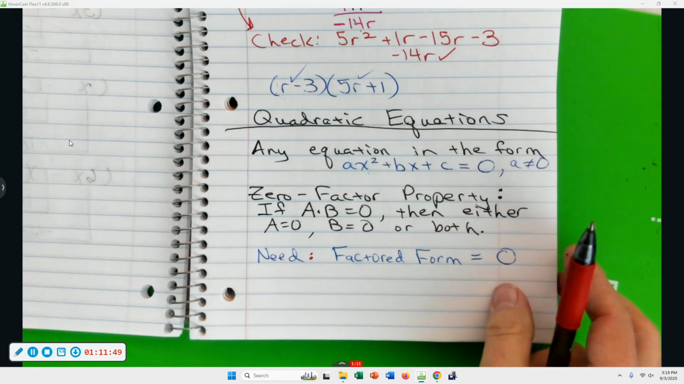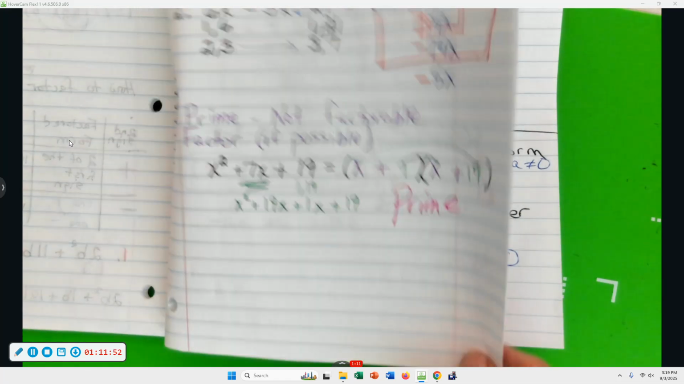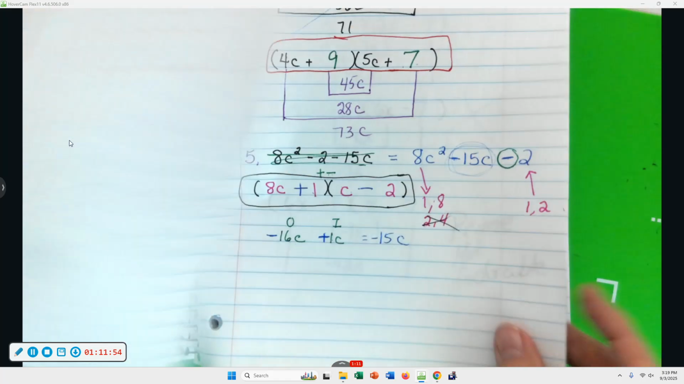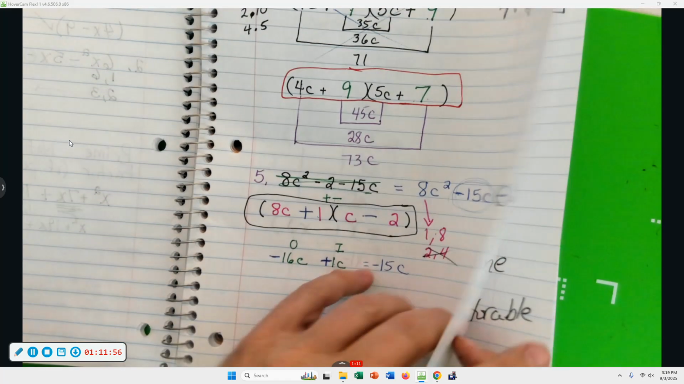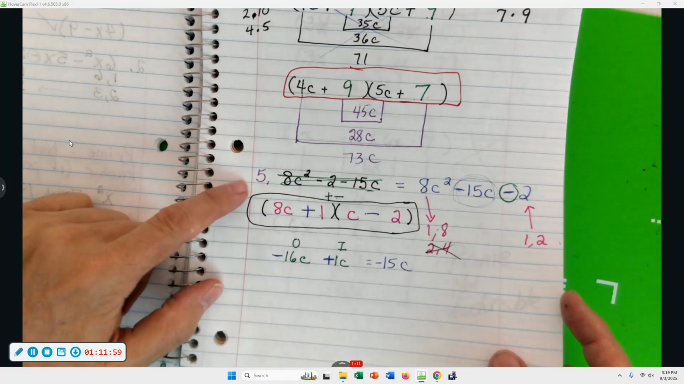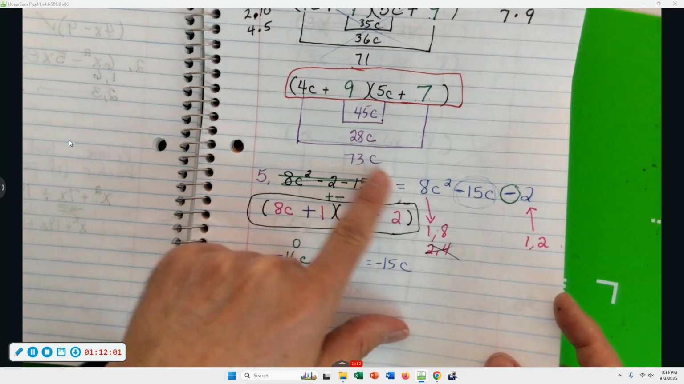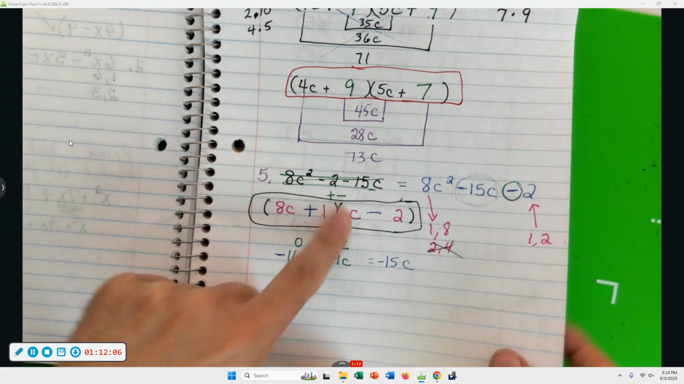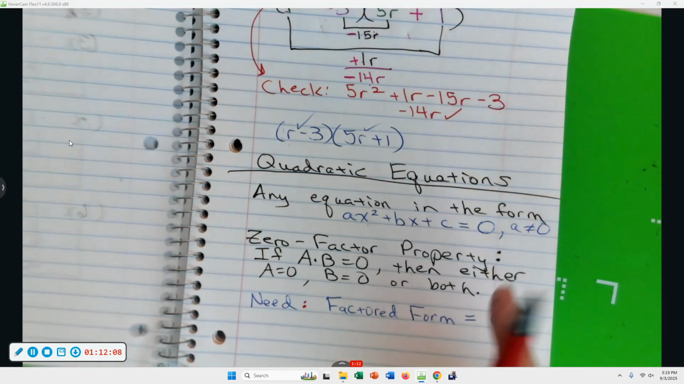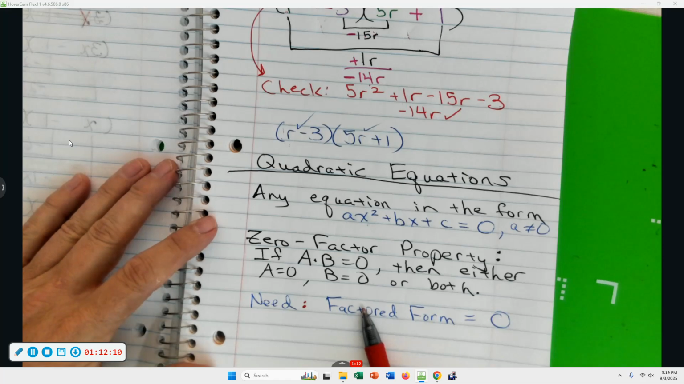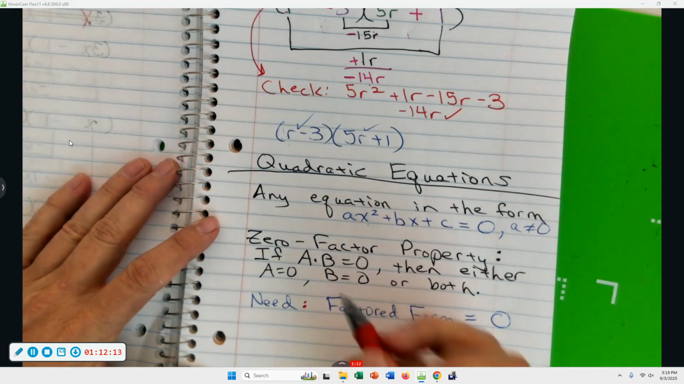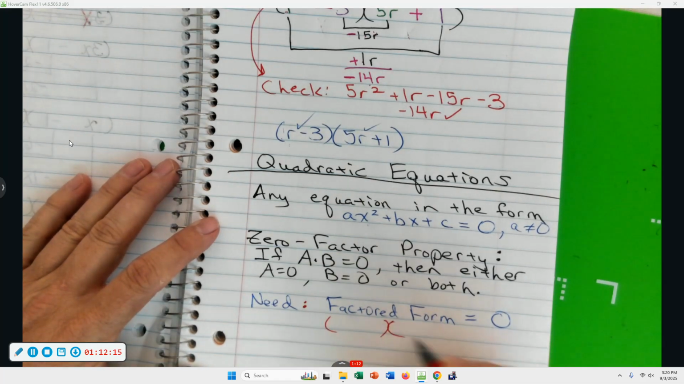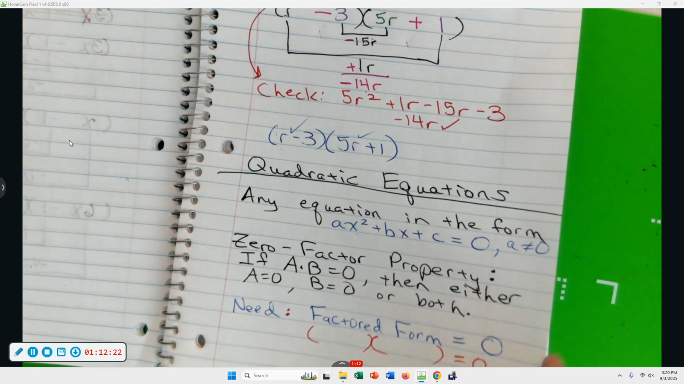If it were something like, was it number 3, where the terms were not in descending order and we had to change it? Where was it? Oh, it was number 5. If your algebraic expression isn't in descending order, you'll have to get it in descending order. But your goal is to get it in factored form on one side equaling 0 on the other. So remember, when it's factored, you have those two sets of parentheses equaling 0. That's what you need.